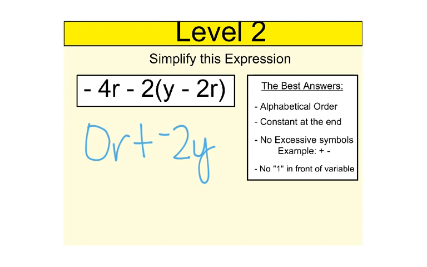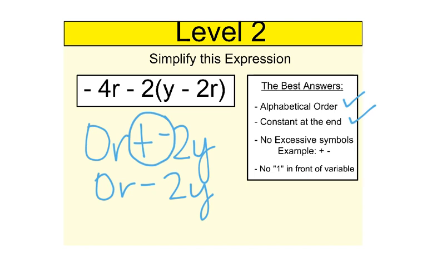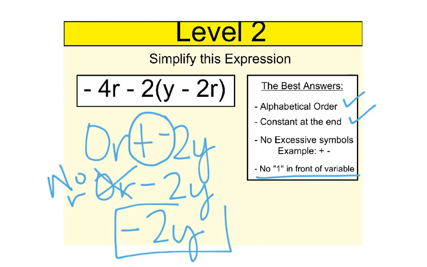First, is it in alphabetical order? Yep. Is the constant at the end? There's not one. So, yep. No excessive symbols. Hey, I've got excessive symbols, so I need to get rid of that. So 0r minus 2y. The tricky part is here it says no 1 in front of the variable, but it doesn't really talk about this, but do we really need to write down that there are 0 r's in our problem, or does that mean that there are no r's? This is like saying, hey, there are no r's. Let's not write it. My final answer, my best answer would be negative 2y.